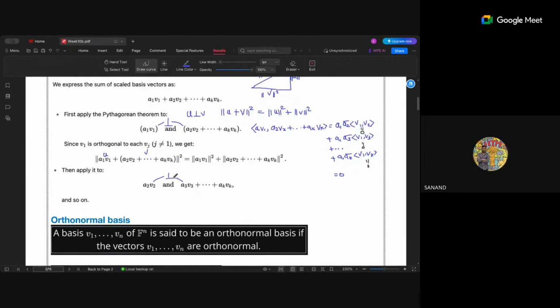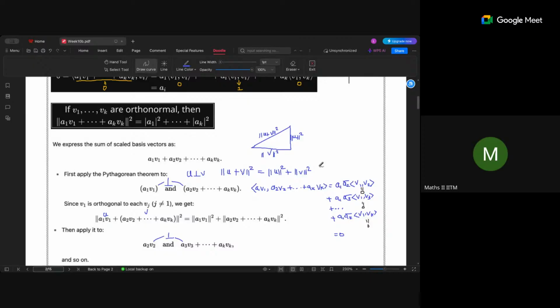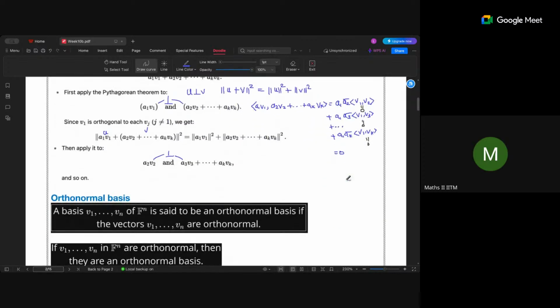Ma'am, why are you taking that conjugate? Is it in complex? We are talking about general Fn, so we need to take the conjugate. If it is real, then the conjugate is going to be simply a2 itself. So it's better to take the conjugate because here we are talking about the general scenario, Fn. Okay, fine.